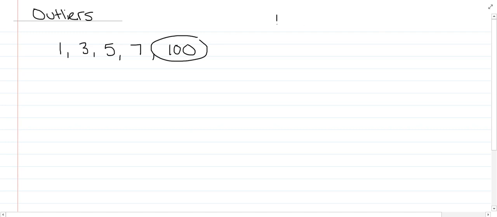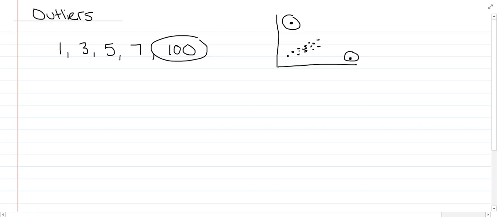Another way you might see those is something like this, where you might see a graph with a scatter plot and you have a bunch of values. They're all kind of similar and clustered together, but then you have that weird one right here, that is much higher than the other values. Or you might have one way over here. Those would both be considered outliers.